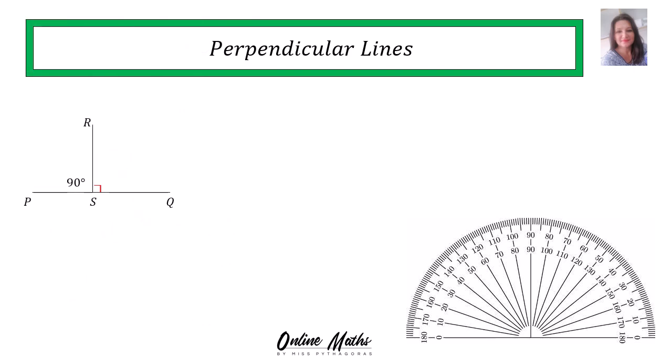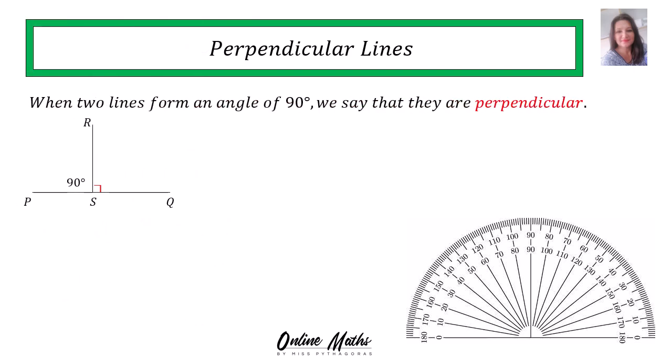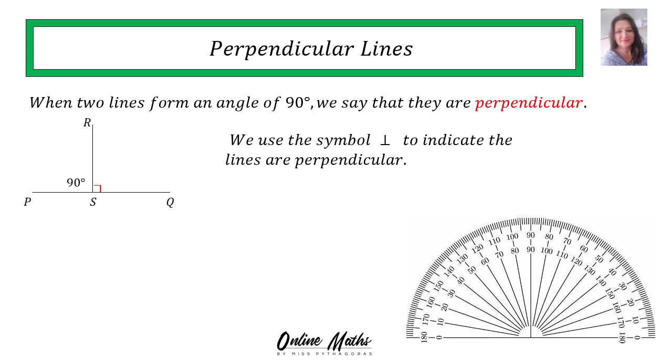Let's look at perpendicular lines. When two lines form an angle of 90 degrees, we say that they are perpendicular. We use this symbol to indicate the lines are perpendicular. In other words, they form a right angle. We can say RS is perpendicular to PQ. And on a sketch, this is the little symbol that we use when we want to indicate that the two lines are perpendicular.